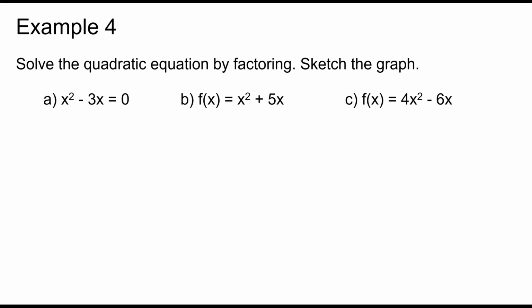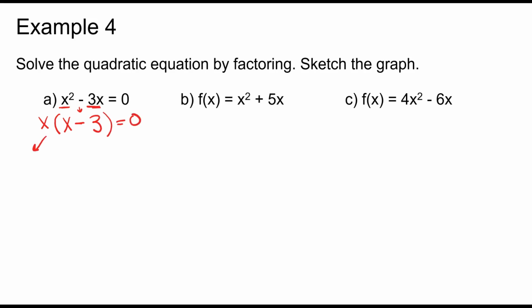So for letter A, it's already set equal to 0. So we look and say, okay, what do they have in common? Well, they have an x in common. So if I was to take out an x in this first term, I would be left with an x. We bring down the symbol. If I was to take out an x in this term, I'd be left with 3.